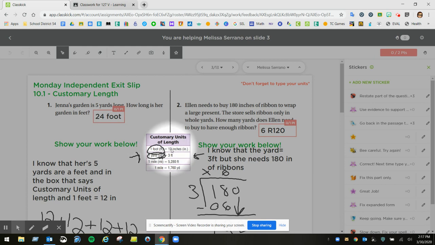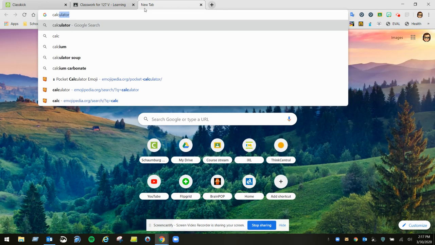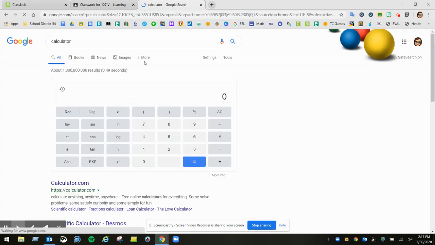All right, if we have 12 inches in 1 foot, looks like I need to take 180 and divide it into groups of 12. That's 180 divided by 12. Okay? Now, I'll show you a resource you can use between you and me just for this unit to help check your work. So let's do that. 180 divided by 12. 15. So let's see what that means.